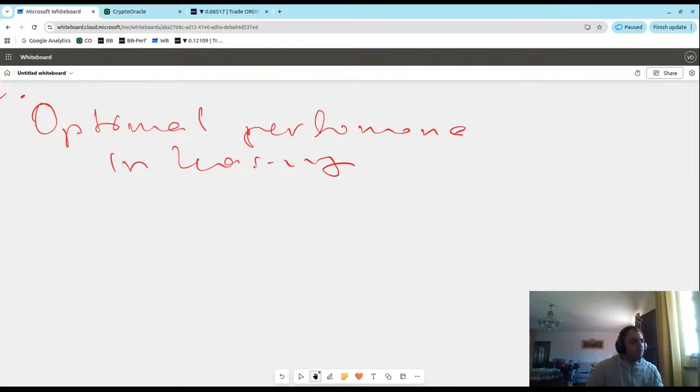Right. So optimal performance and emotions and stuff. And then it's how well it aligns with current goals and needs. Yeah, I said that. Right.